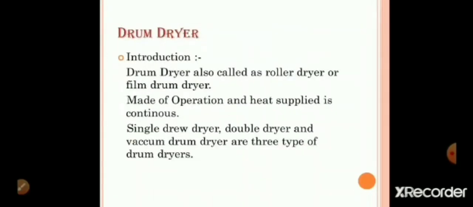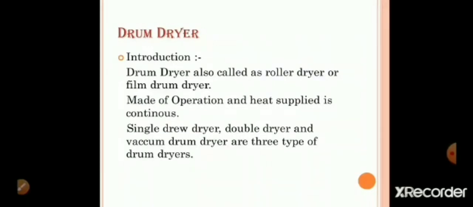Let's start the introduction. Drum dryer is also called as roller dryer or film drum dryer. Mode of operation and heat supply is continuous. It means material is continuously fed to the dryer and dry material is continuously discharged, and also heat is continuously supplied through the wall of dryer.